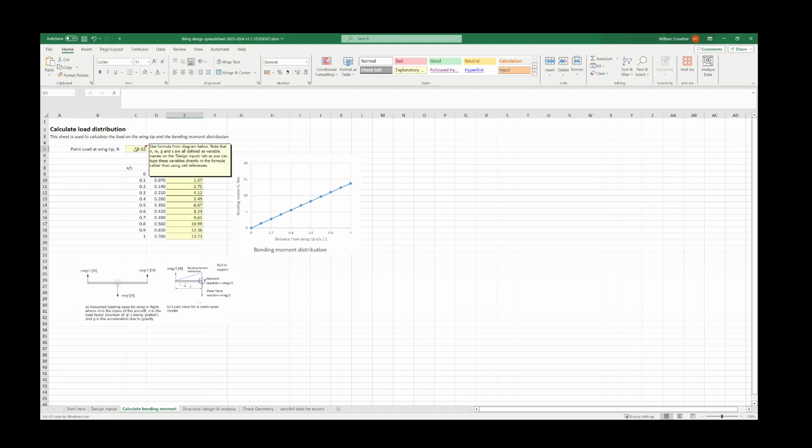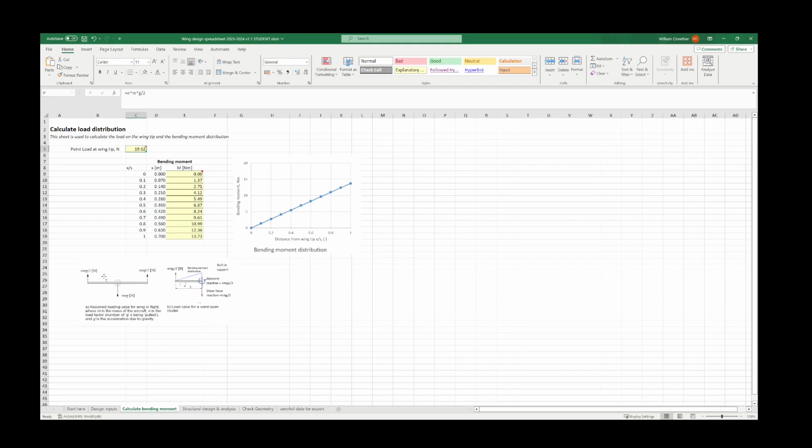This is a yellow cell, and this is a cell that you've got to complete in your spreadsheet if you're filling this in. And if we look on this diagram here, our wingtip load is N M G over 2. So N is the number of Gs that you're pulling. So this is the kind of load factor on the wing. M is its mass. G is acceleration due to gravity. And then we divide it by 2 because that overall force is split between two wings.